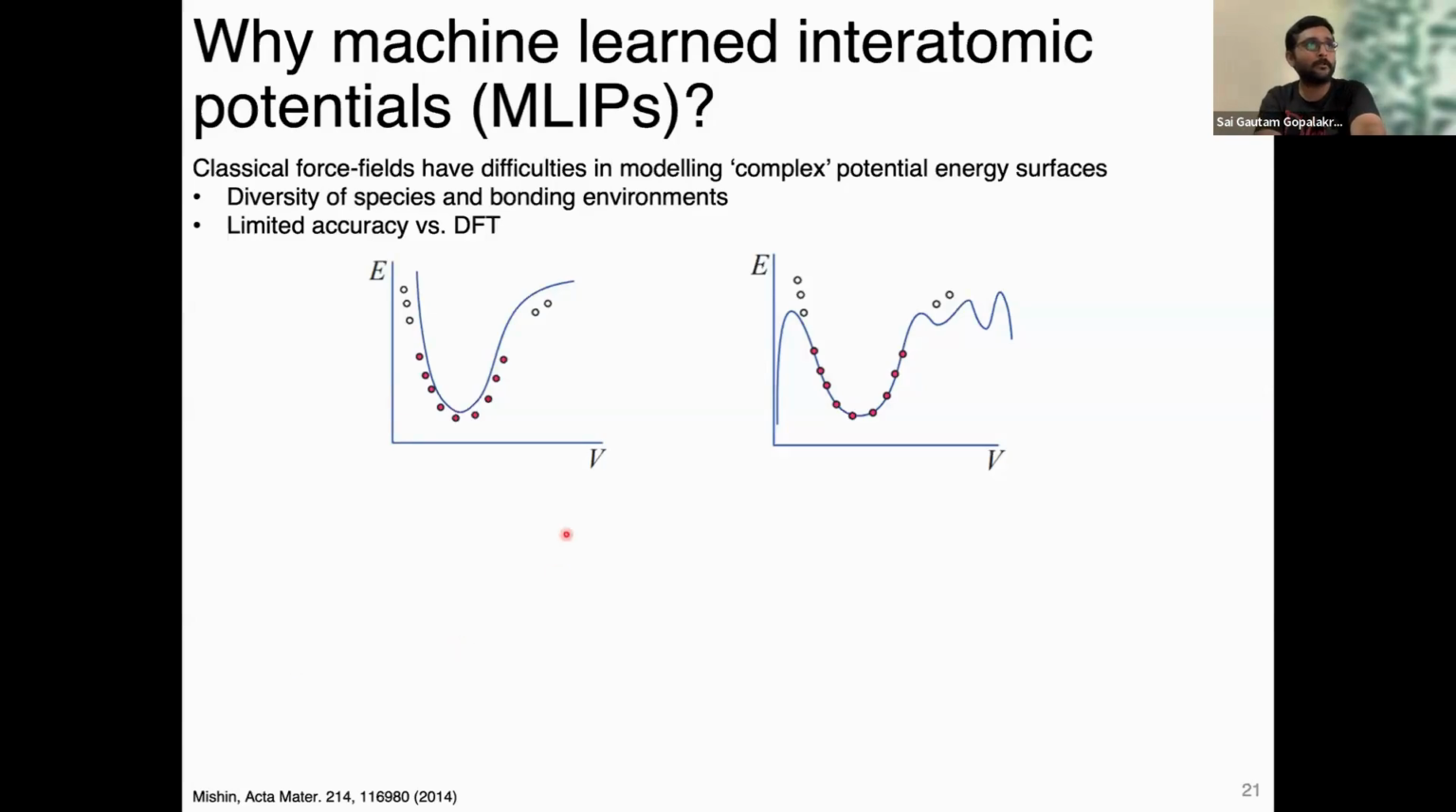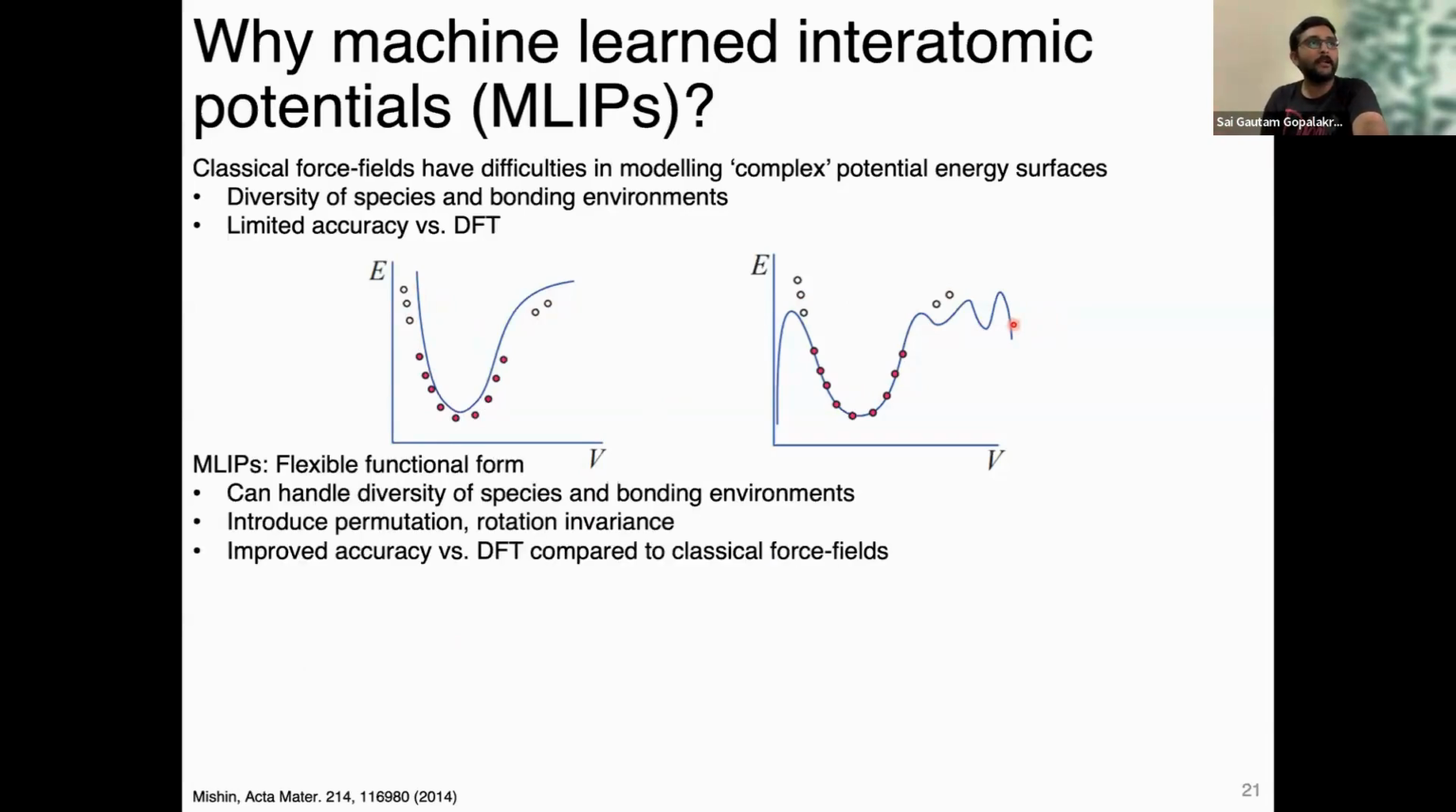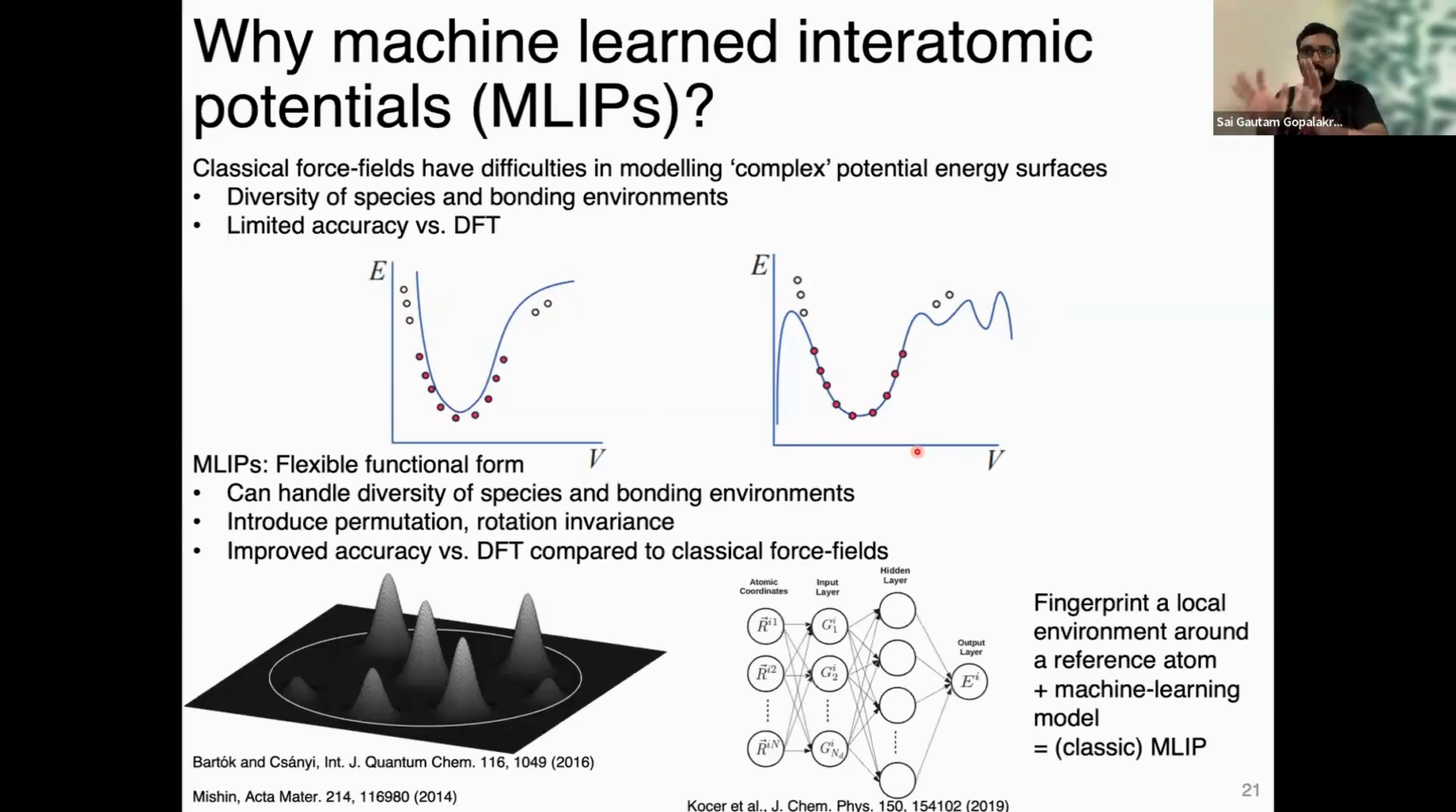Now, most materials do not have a very simple potential energy surface that looks like this. They have a fairly complicated surface that looks like this. Which means you need a complicated model, right? Machine learned interatomic potentials, or MLIPs, give you that functional form. So they enable you to fit these fairly complex potential energy surfaces in a very simple, trivial fashion.